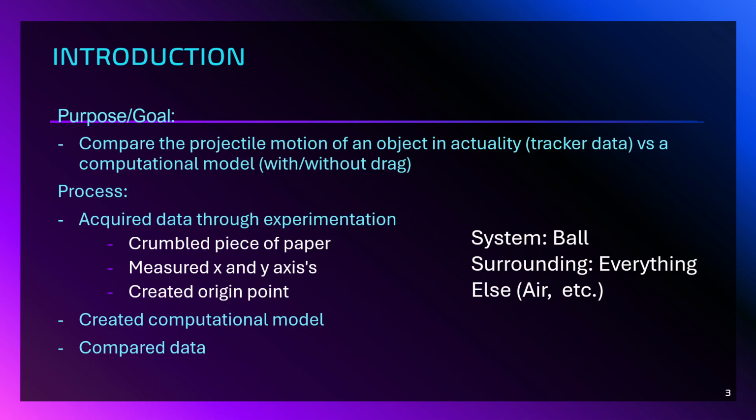So the actual real data was acquired by tossing a crumpled up ball, so it had projectile motion, and then measuring the x and y positions and getting their corresponding velocities. In order to set up an origin point, I used the calibration stick and made sure that my camera was fixed so I could get accurate data. Additionally, in this lab, the system is the ball and the surroundings are everything else, including air.